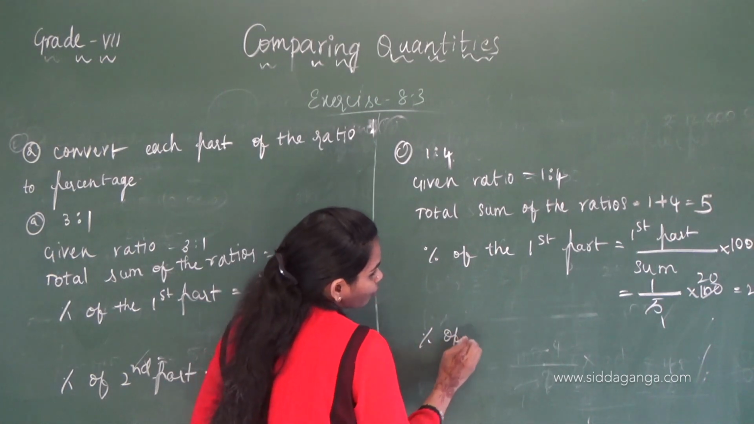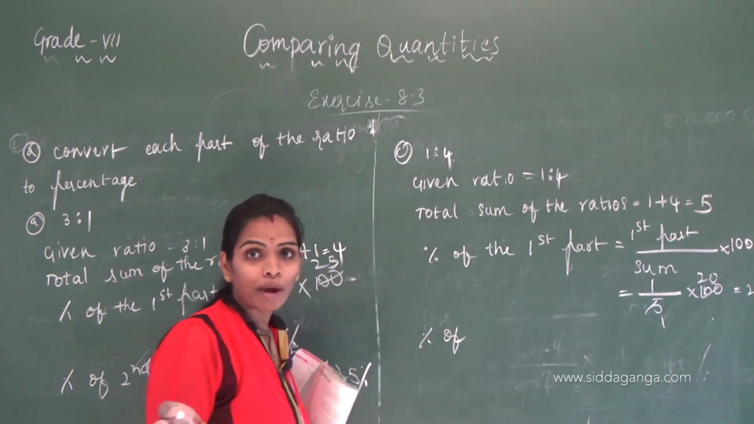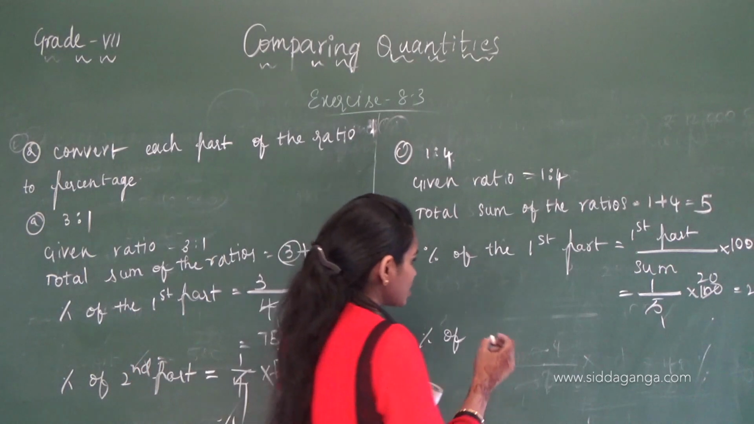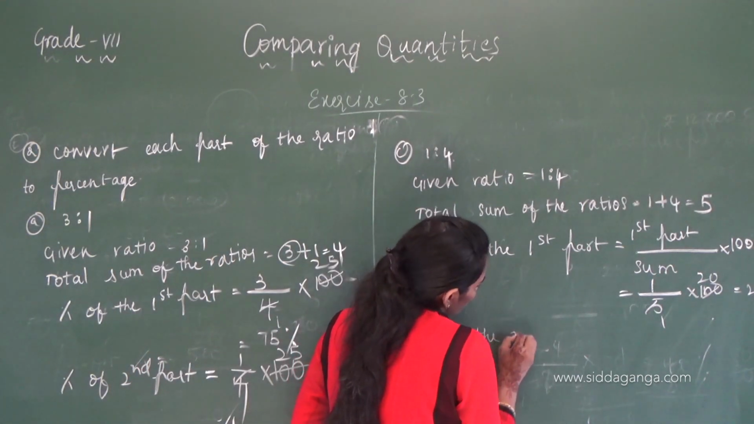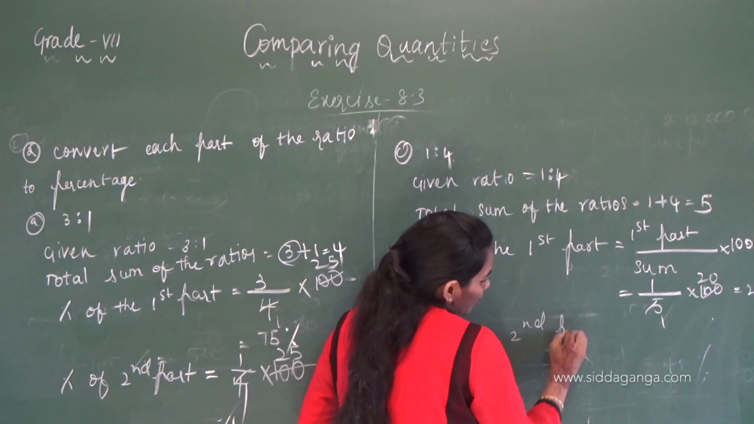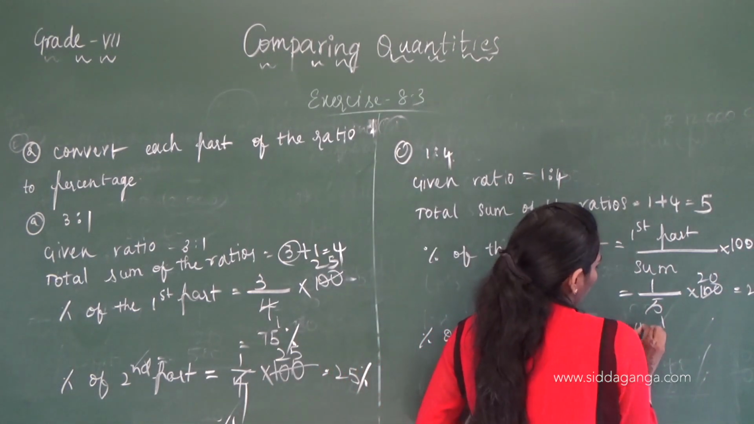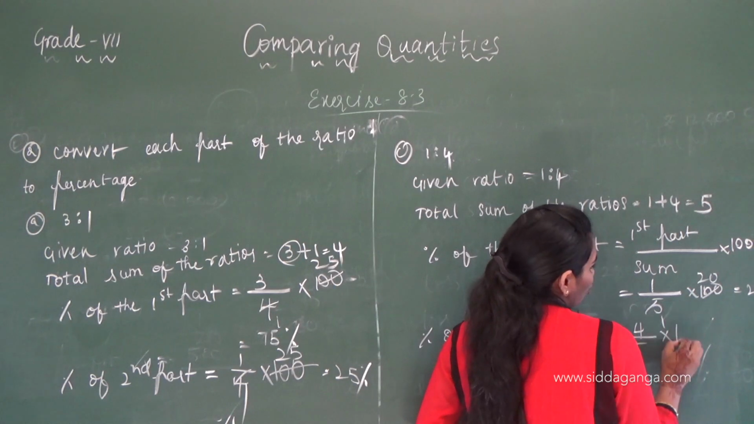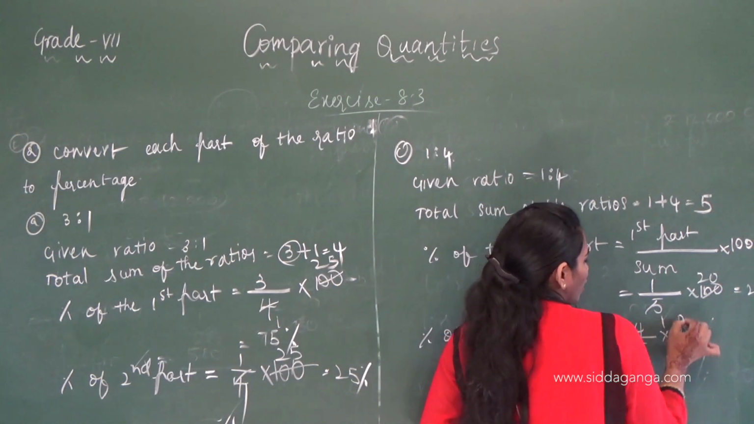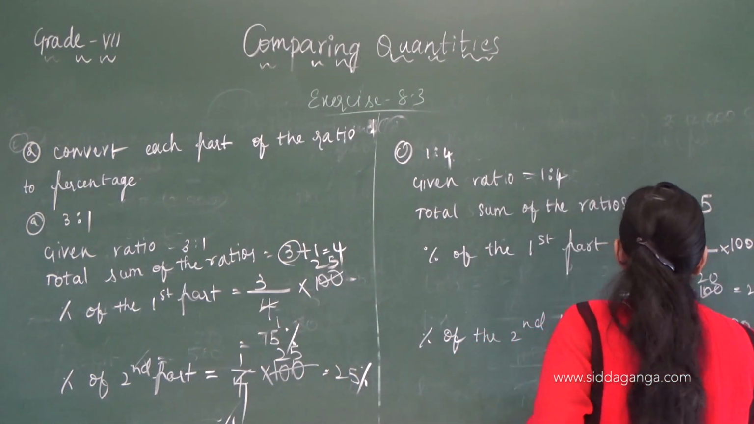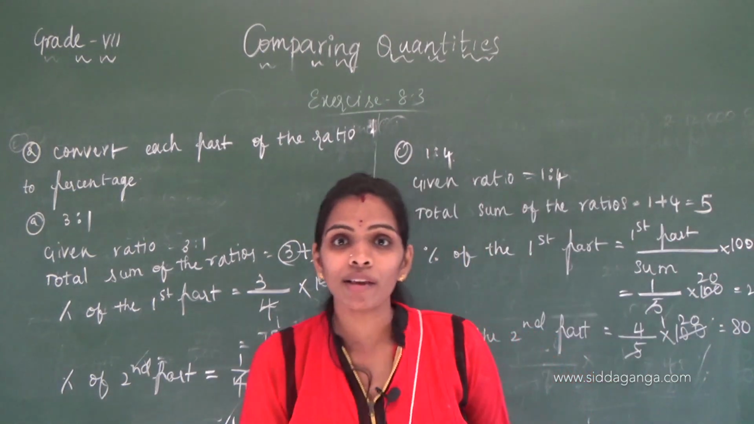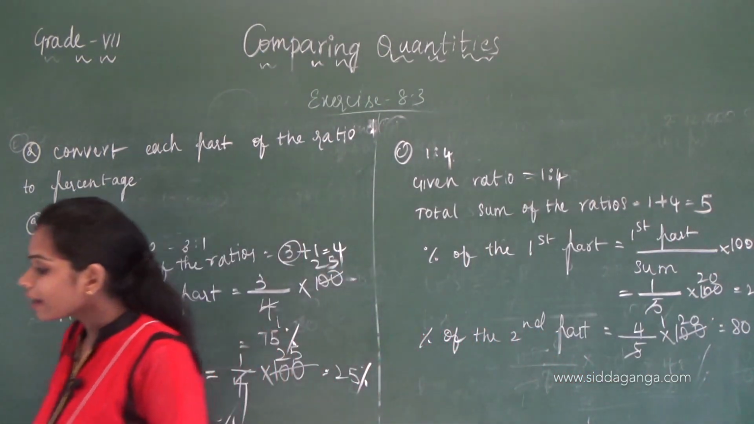We found the percentage of the first part. Now we have to go for the second part. Percentage of the second part: 4 divided by 5 into 100. 1s are 20, 4s are 80%. If you observe these 80 and 20, if you add them both, we will get 100.